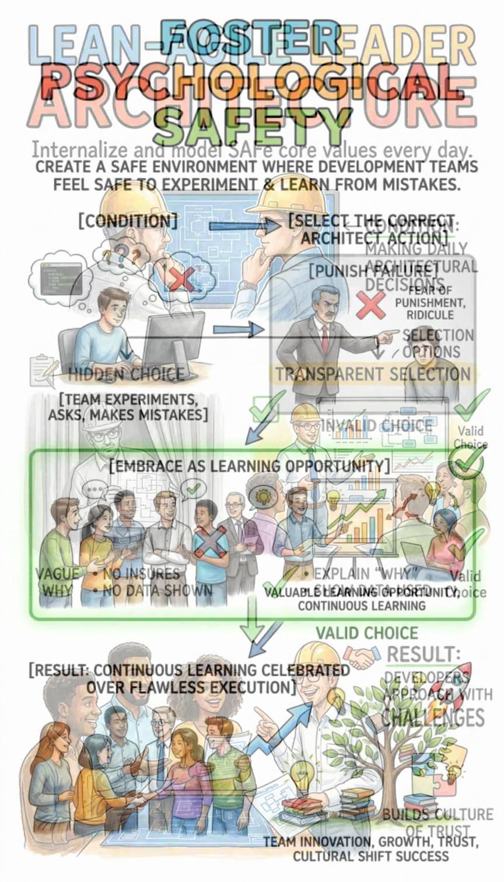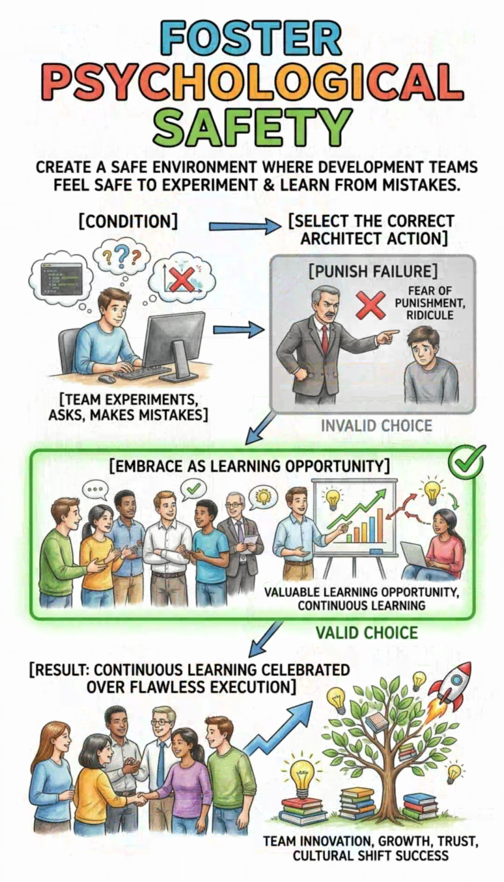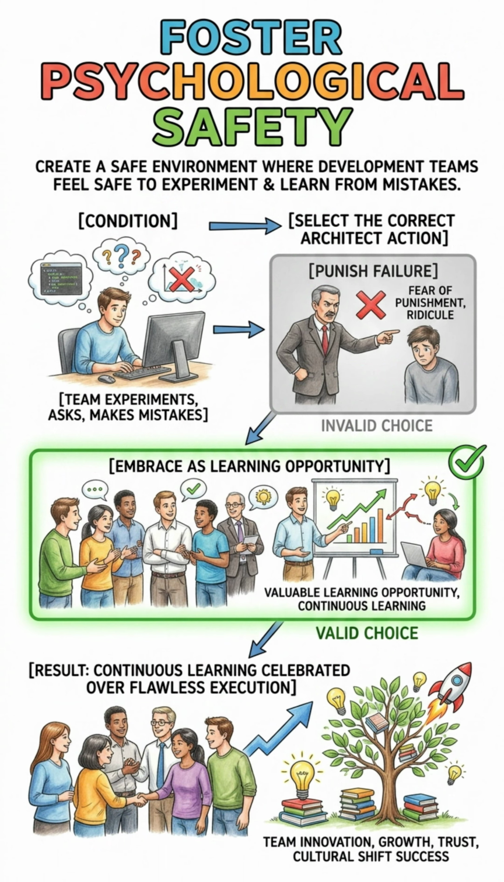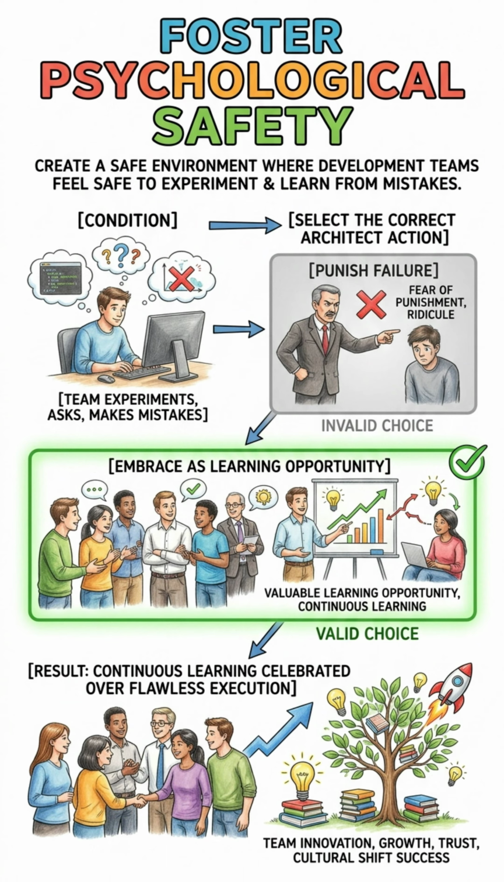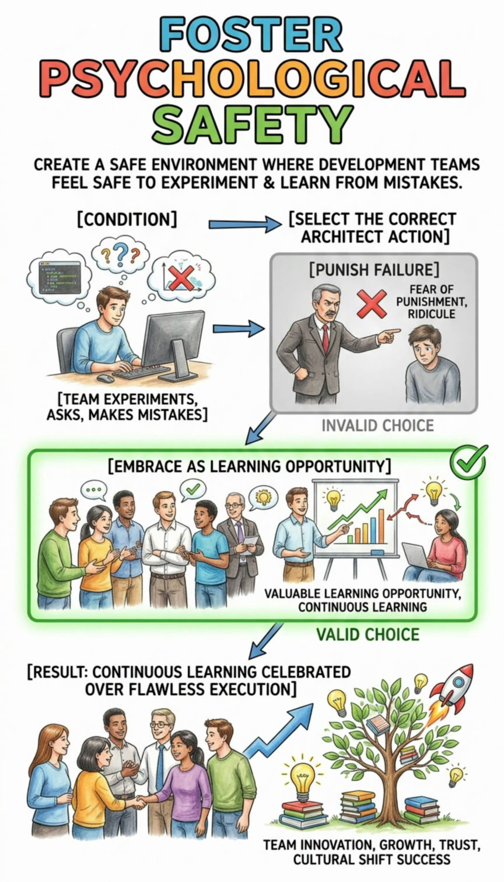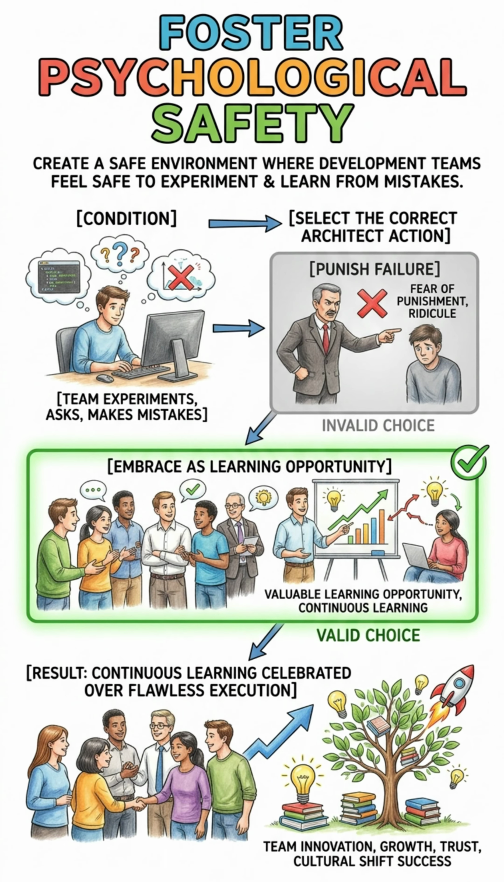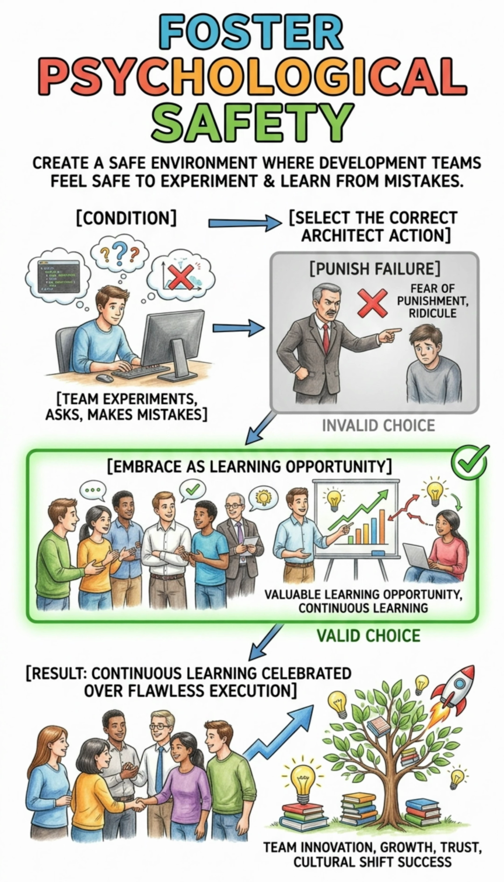A massive part of this cultural shift involves establishing psychological safety within your technical teams. Psychological safety means that developers feel safe to experiment, ask questions, and even make mistakes without fear of punishment or ridicule. If an agile team tries a new architectural pattern and it fails, you must treat it as a valuable learning opportunity, not a punishable offense. The exam expects you to know how to foster an environment where continuous learning is celebrated over flawless execution.